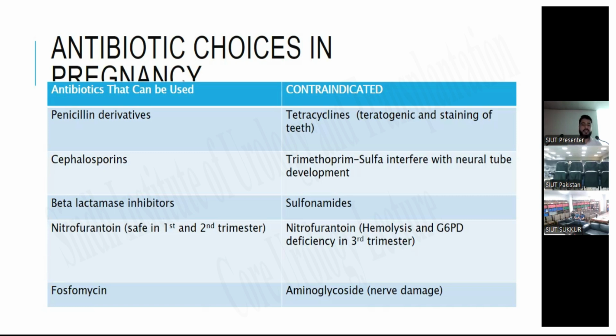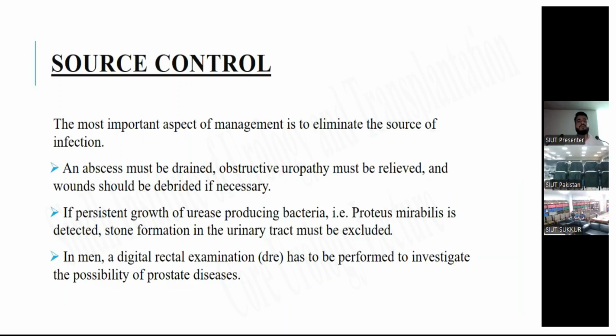Sulfonamides and aminoglycosides. Source control. Before starting the antimicrobials, the source of infection should be eliminated. For example, an abscess, such as a perinephric abscess, should be drained, any obstruction due to stone or any other cause should be relieved, and wounds should be debrided. If persistent growth of urease producing bacteria, for example Proteus, is detected, then stone formation must be excluded. And in men, digital rectal examination has to be performed to investigate the possibility of prostatic disease.